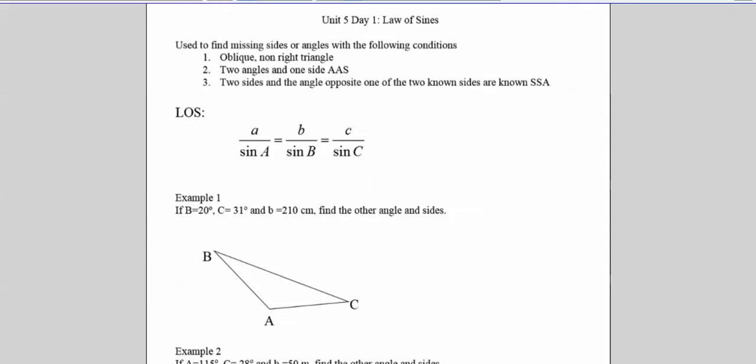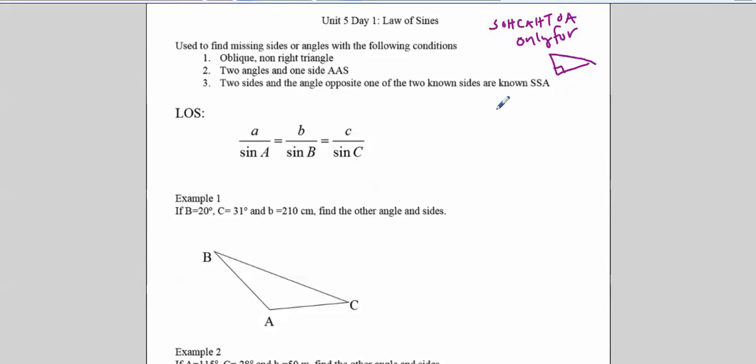If you don't have a right angle, you cannot use SOHCAHTOA. SOHCAHTOA is only for right triangles, so triangles that have a right angle. If you have any other kind of triangle, you need other rules. We're going to learn about two of them in this unit, the law of sines and the law of cosines.